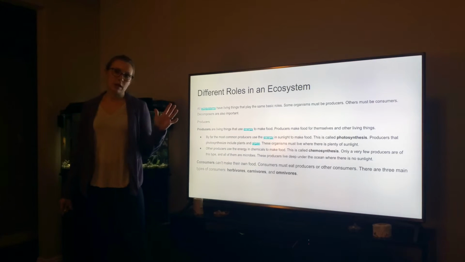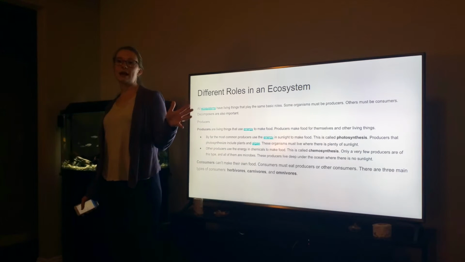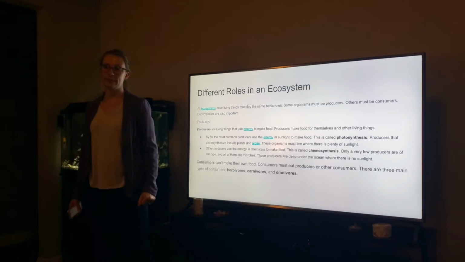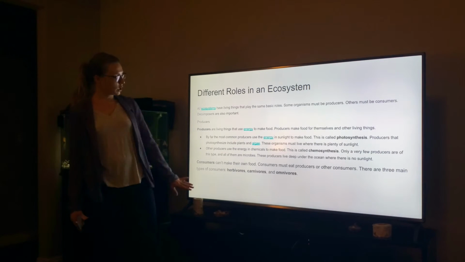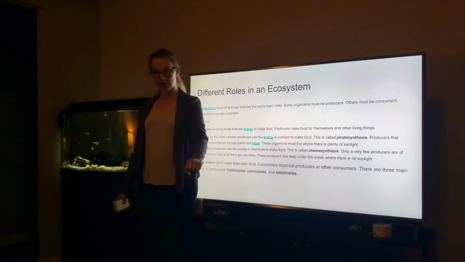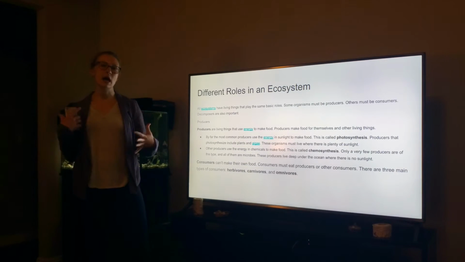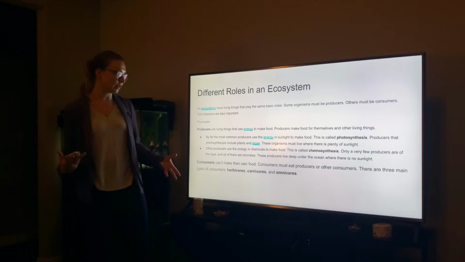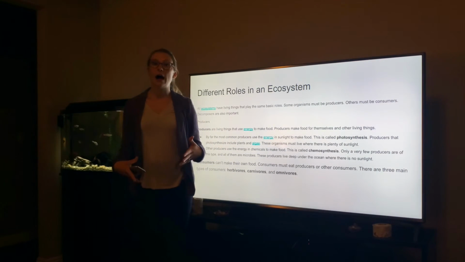Now, this might be something that you already know, maybe if you watched Jurassic Park or something. Does anybody know what an herbivore is? Animals that eat plants. Yes. Alternatively, do you know what a carnivore is? Animals that eat meat. Yes, animals that eat other animals, other living things. And an omnivore is one that eats both.